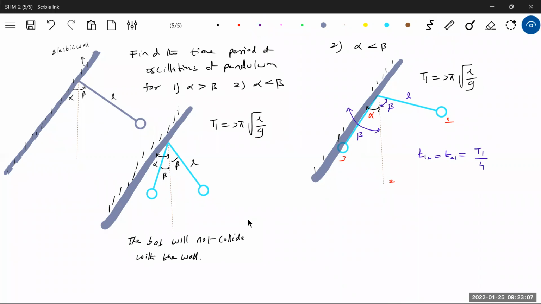How to calculate the time taken for the bob to move from 2 to 3? This time is what is needed. Time taken to move from 1 to 2 will be 1/4 of the time period, 1/4 of T1. Time taken to move from 2 to 3 has to be calculated.